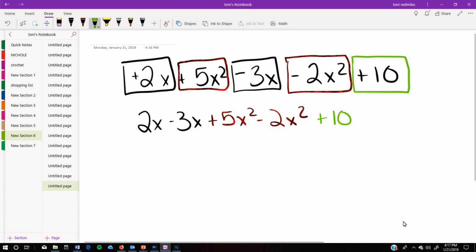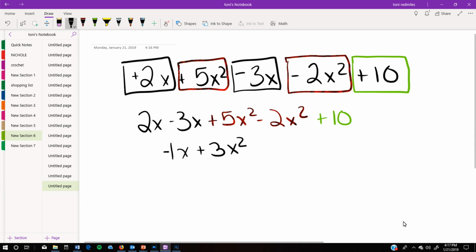All right, so let's get our like terms together. Remember, all I'm doing is adding the coefficients, okay? So 2 minus 3, or 2 plus a negative 3, however you like to say it, it means the same thing. It's going to be a negative 1, and the x is along for the ride. A plus 5 minus 2, or a positive 5 and a negative 2, are going to make a positive 3x.